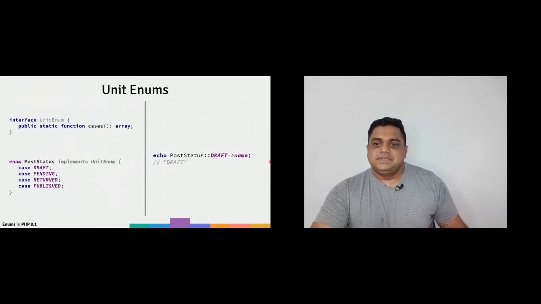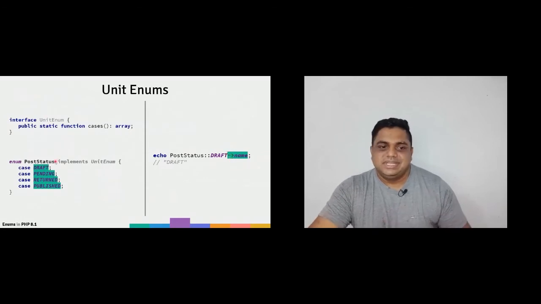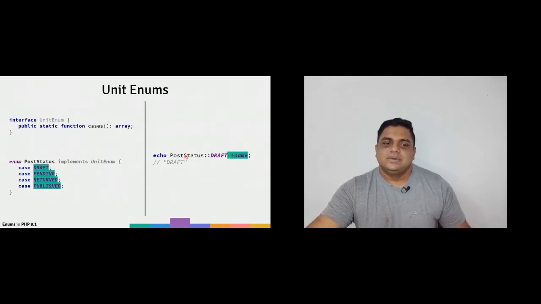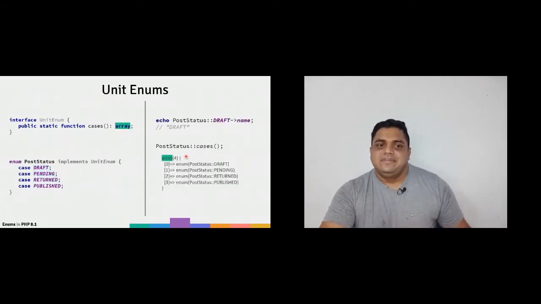Like we talked about before, the name will be here. When you try to access the name property, you will get the name. So enums will have a name. And the method called cases will return an array of all the enums that you have within this enum. It's an array of enum objects, not an array of names.